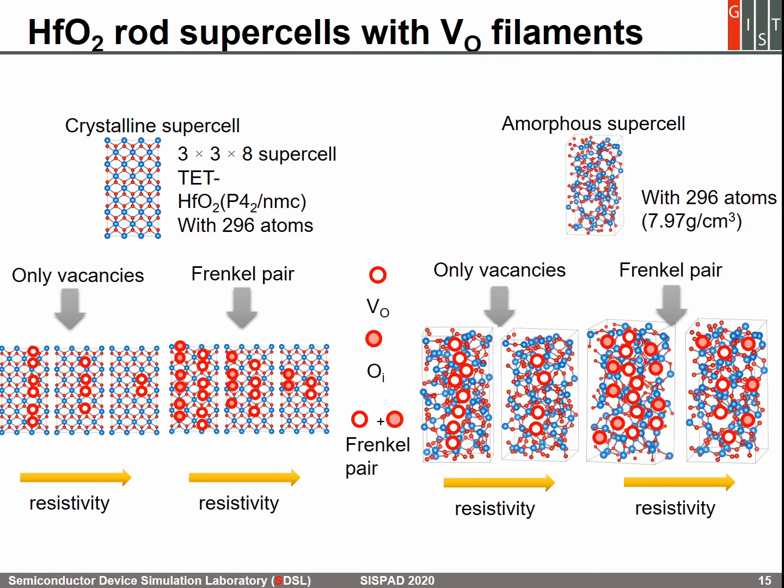Starting from the structures shown in the last slide, oxygen vacancies or extended Frenkel pairs are introduced to make up filaments. The number varies from 2 to 8. Of course, when more vacancies are inserted, the conductivity becomes higher. Since the atomistic simulation model is much limited in its size, the defect density is unrealistically overestimated.